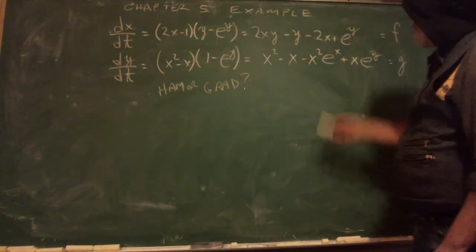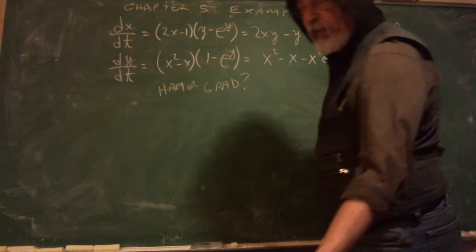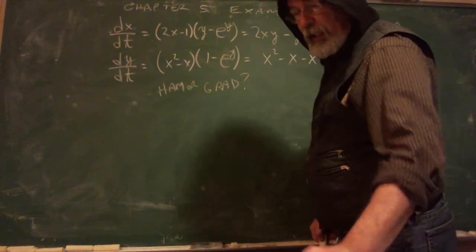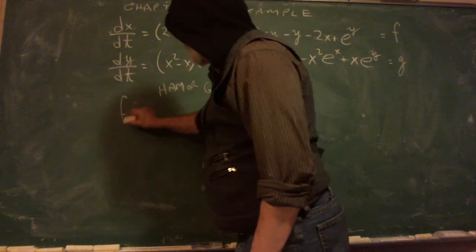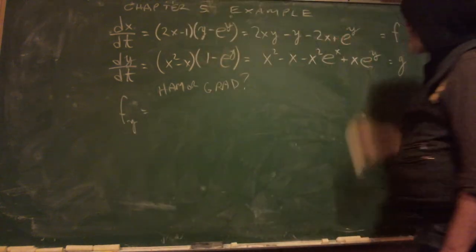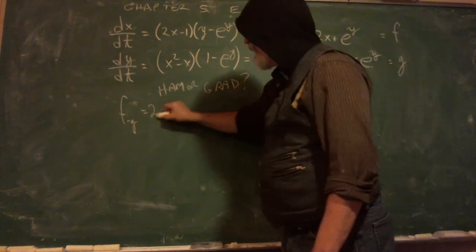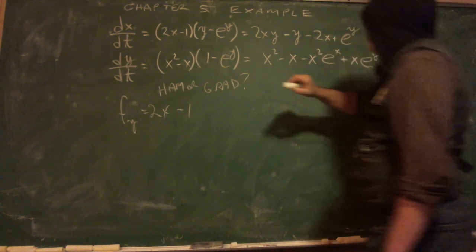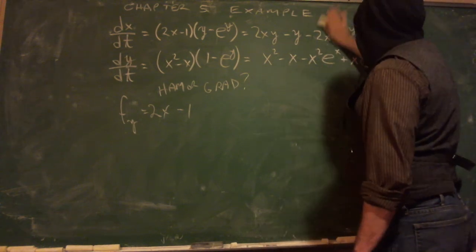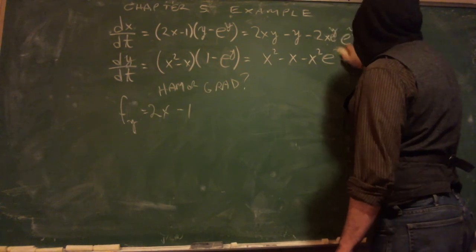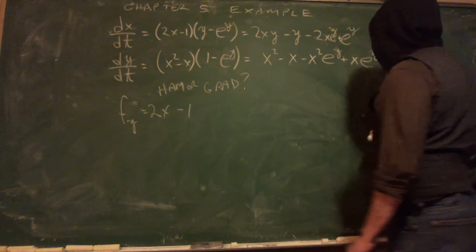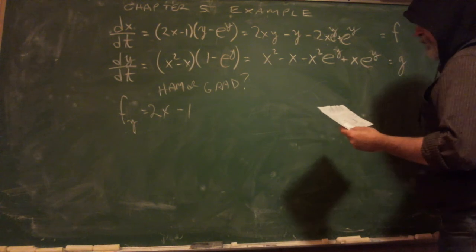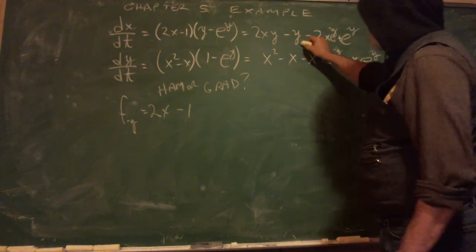All right, so which is it? Well, you're supposed to check the partial of f with respect to x and the partial of f with respect to y. One of these things is going to match. I'm going to be extremely efficient and do f with respect to y. Let's take the derivative of this with respect to y, and notice we're going to get a 2x, a minus 1, and a minus 2x times e to the y. Let me double check to make sure I get these things right: 2x e to the y plus e to the y. That's right.